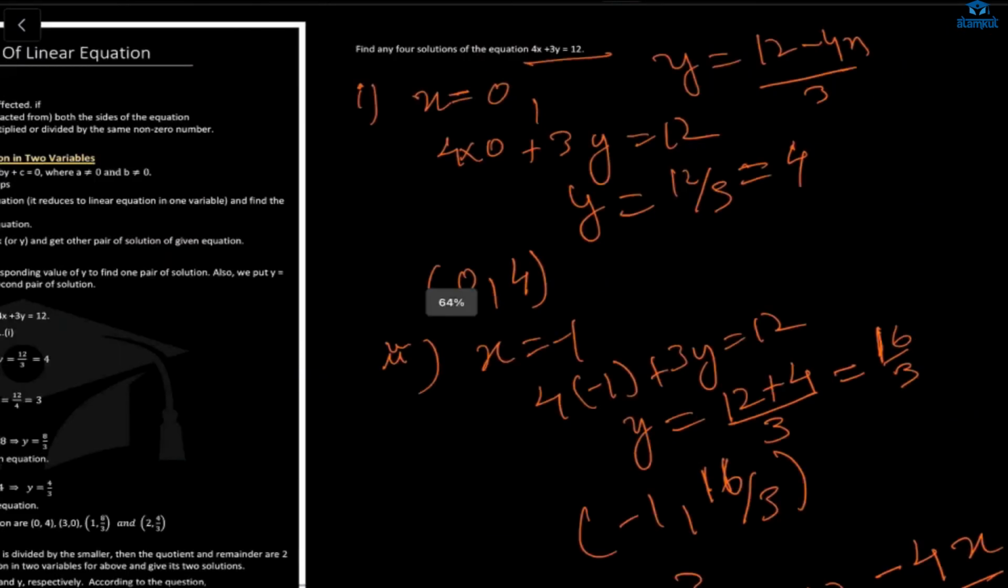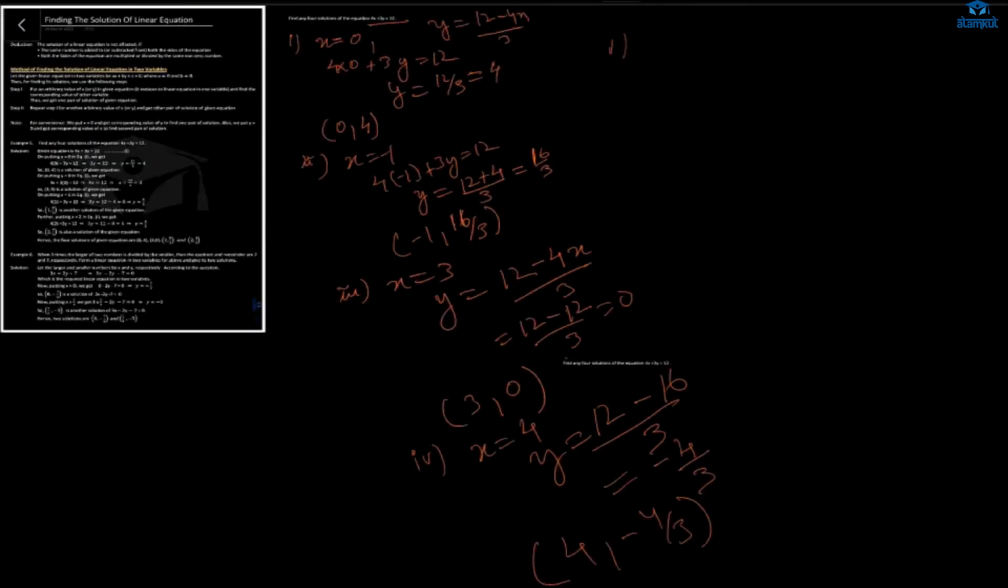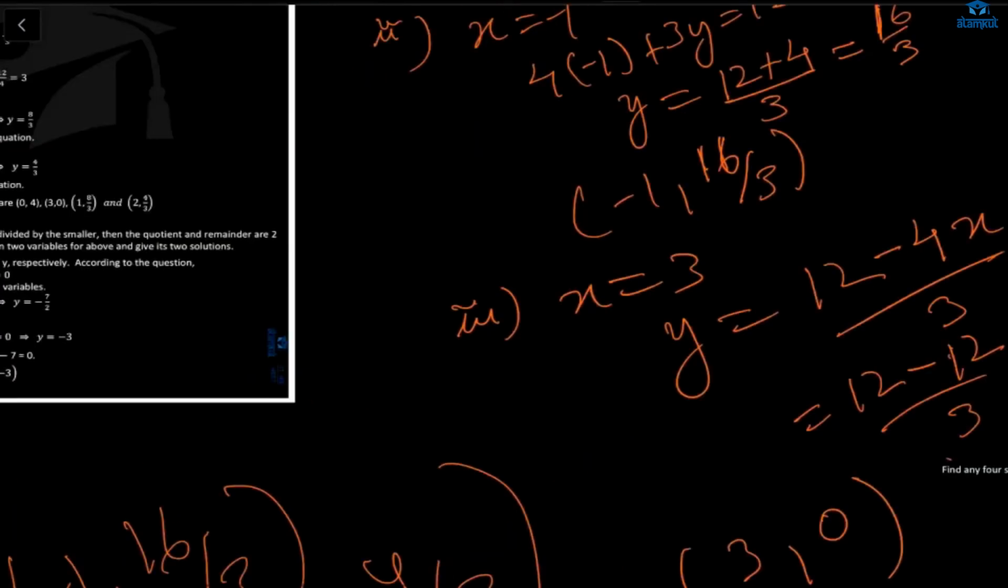Okay. So can you see here? We have got 1 point as 0, 4. And then 1 point we have got minus 1, 16 by 3. And then 1 we have got 3, 0, and 4, minus 4 by 3. Okay. So we have got all the points here.